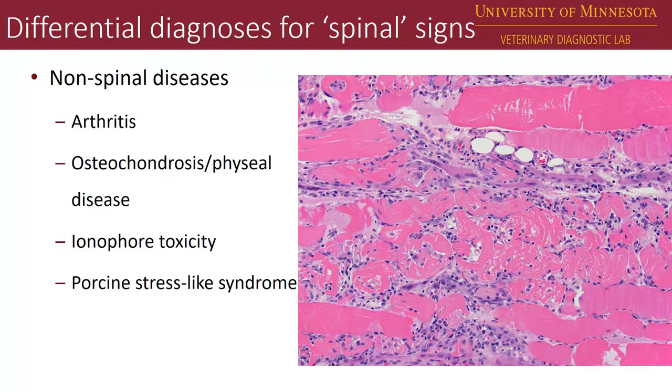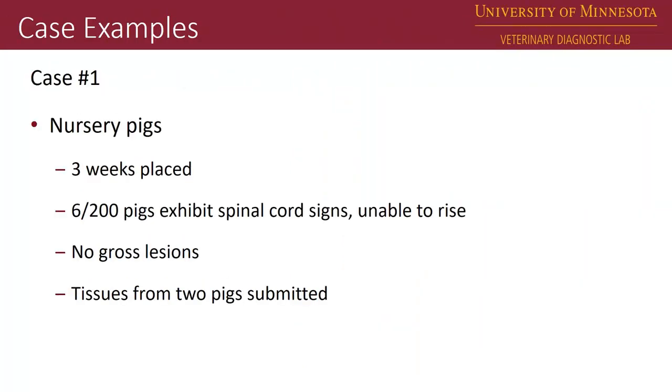And then last, porcine stress-like syndrome. We've kind of eliminated the ryanodine receptor problem, but occasionally you get these pigs that quiver and go down, and will have similar lesions to porcine stress. So you'd want to make sure that you're getting skeletal muscle as part of your rule-out package if you're talking about spinal cord disease. So our first case here, nursery pigs.